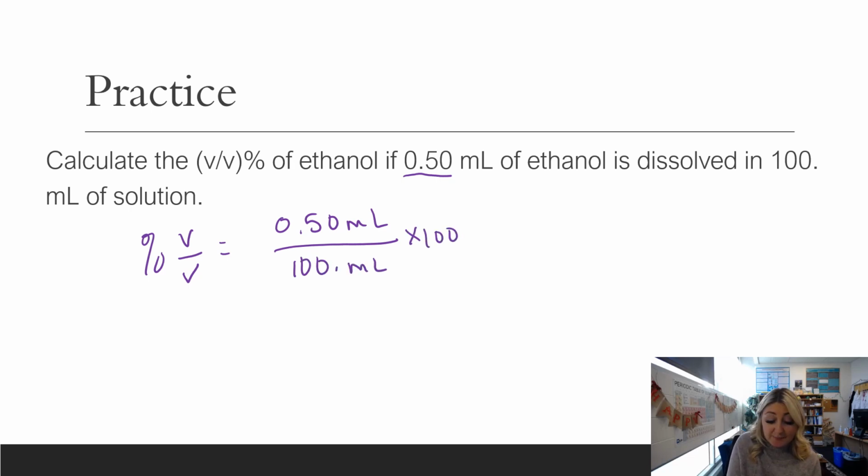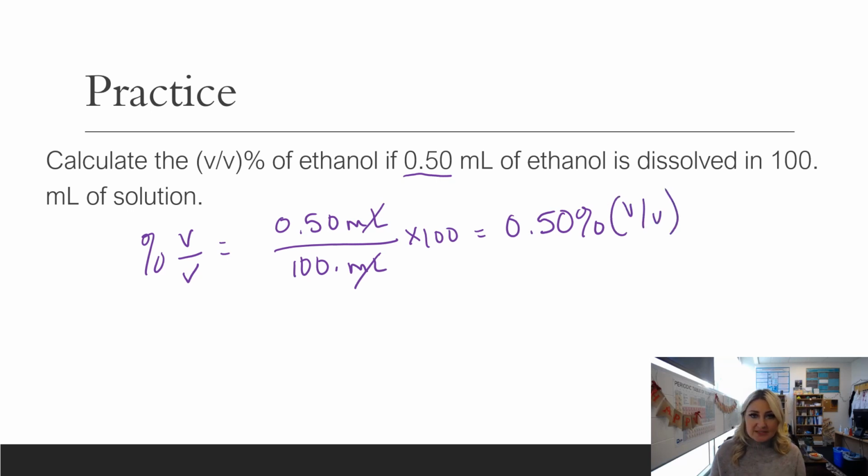We're going to multiply that by 100. My units will cancel, which is why I don't report in units. I report in a percent. And once we multiply by 100, we get 0.50% volume by volume. I'm reporting to the same number of sig figs as the least in the problem.